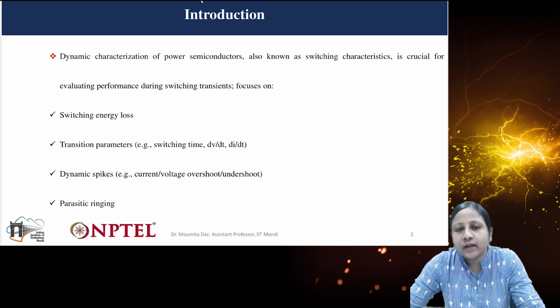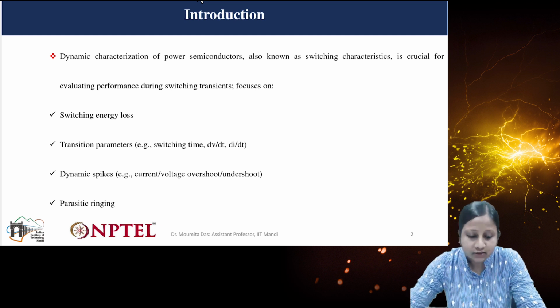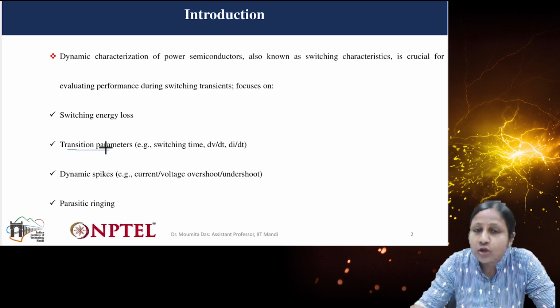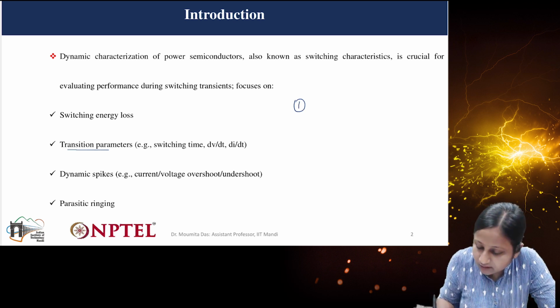When I say dynamic characterization, what generally comes to mind is whatever component is related to the dynamic time, maybe the switch-on or switch-off time of the device. That comes under dynamic characterization. So what will we get from this dynamic characterization? These are listed here. There are basically three components we will get. One is the transition parameter, basically switching transition.